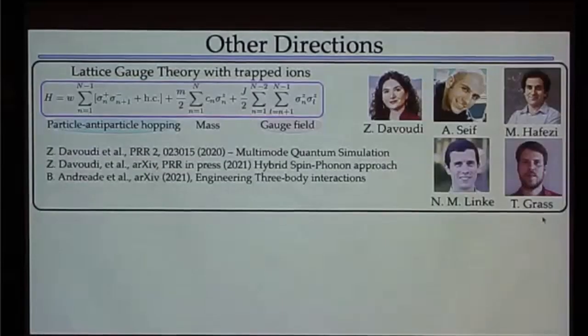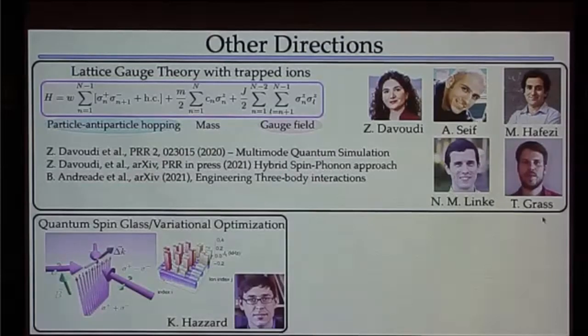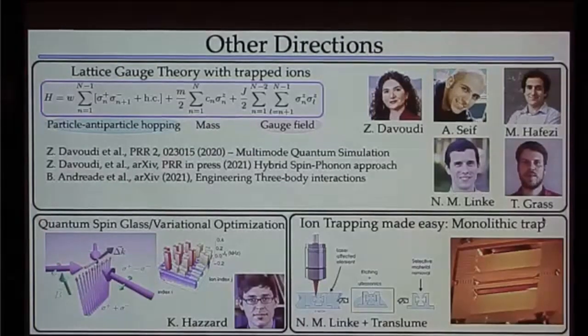I probably don't have time to go into more detail, but there are also other directions we're working on at RISE, thinking about how we can use trapped ions to implement high energy and lattice gauge theories. These references are there if you're more interested. I'm collaborating with Kaden on the interface of quantum spin glass and variational optimization. And on the more applied side, I have a project with a company and with Norbert Linke on how to make ion trapping easy by building a trap that is plug and play.